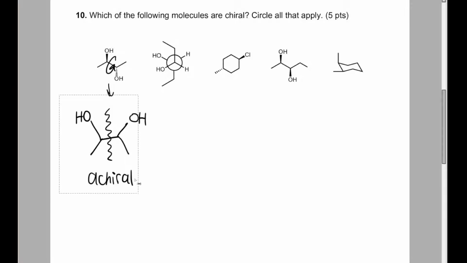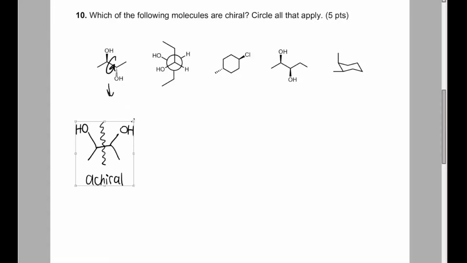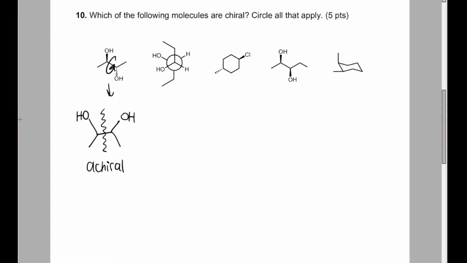Now let's move on to the second one. This can be redrawn in a better way, because I find it difficult to tell whether a molecule is chiral or not just based on Newman projections, so I like to draw it in a more line structure angle way. So this is the same as this.